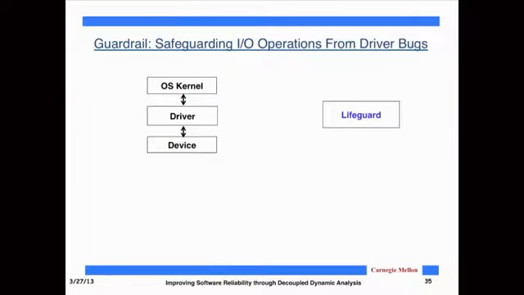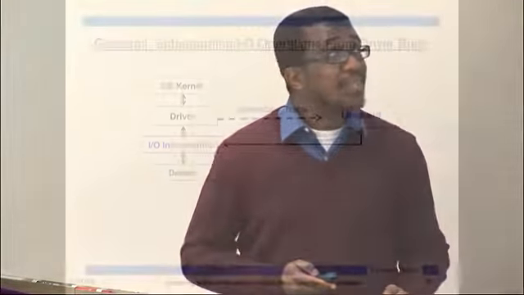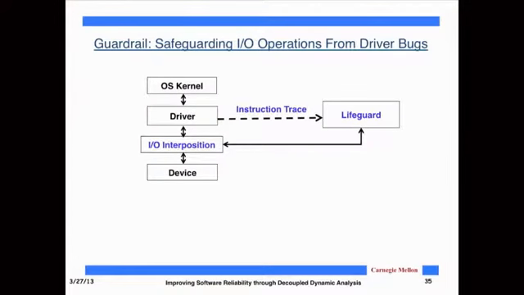So what does Guardrail do? Guardrail is a system that I built for using decoupled analysis to actually mitigate driver bugs. In particular, I'm looking to protect the persistent I/O state from driver bugs. The way Guardrail works is that it streams an instruction trace to the Lifeguard, and then it interposes on the interface between the driver and the device, such that I/O operations are not allowed to pass through until they've been verified by the Lifeguard.